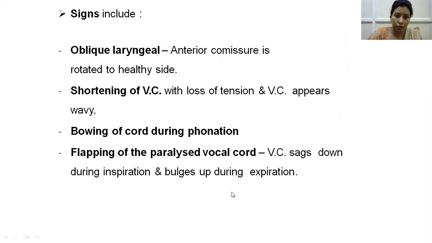So anterior commissure is rotated to the healthy side. The vocal cord appears shortened because there is a loss of tension, and it appears wavy for the same reason. Cord could be seen as bowing during phonation, and this cord also flaps or sags down during inspiration and bulges up during expiration. All these are because there is a loss of tension or stiffness in the vocal cord.